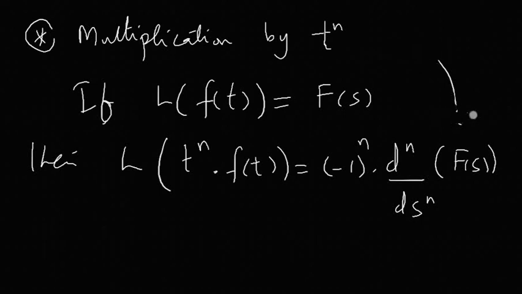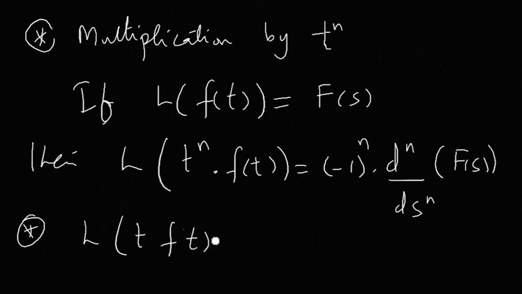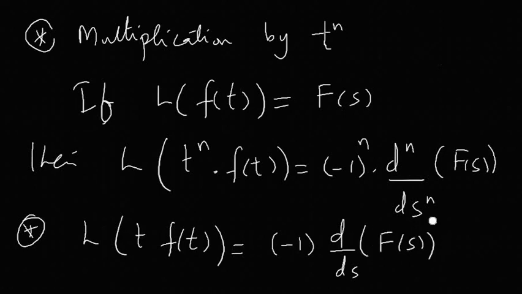In particular, suppose I am multiplying just with t, then I'll take that n value as 1. So in this special case, L of t into f of t is equal to minus 1 into d by ds of the function f of s, because I am multiplying with t to the power 1, so I have to take only the first derivative. Now you can do problems upon that concept by taking the derivative. So these are the very important concepts. I'm not touching all, as I said earlier also.